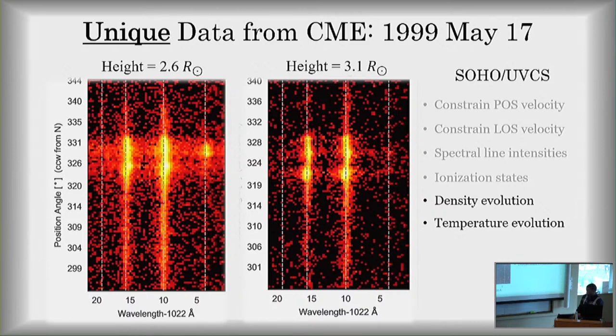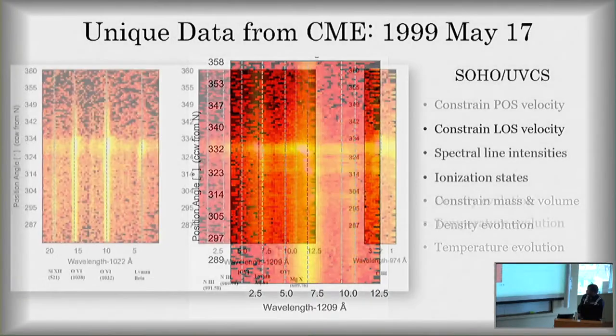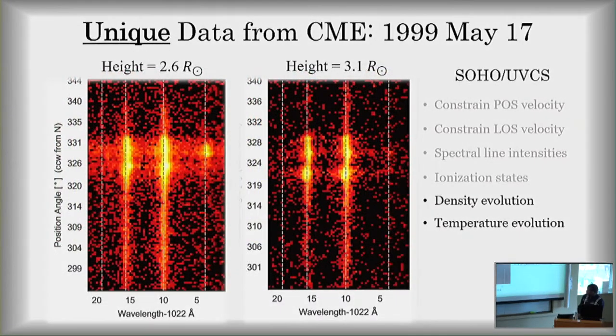First of all, there aren't many coronagraph spectrometers in general. And currently, actually, none in space are operational, as far as I know. So this is not only a unique data set, but we're really missing out on potentially more of these lucky observations.